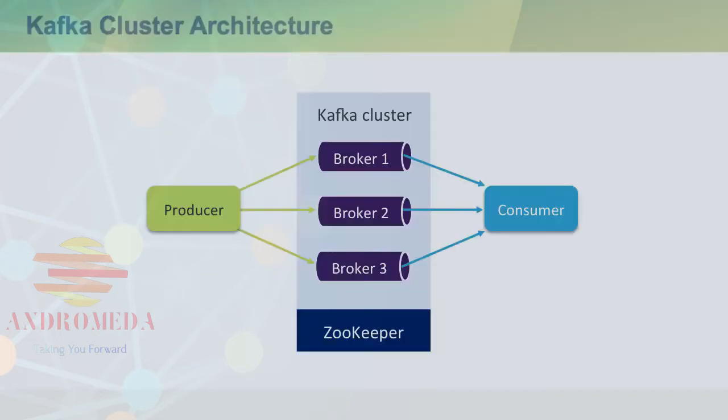Let's take another look at the Kafka cluster architecture. This time we've exploded what that cluster looks like. So again, we have the producer that's sending messages to the Kafka cluster and a consumer that's reading them. And you'll see here that this Kafka cluster is composed of brokers 1, 2, and 3.